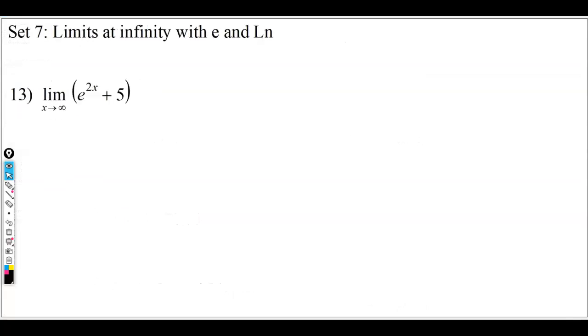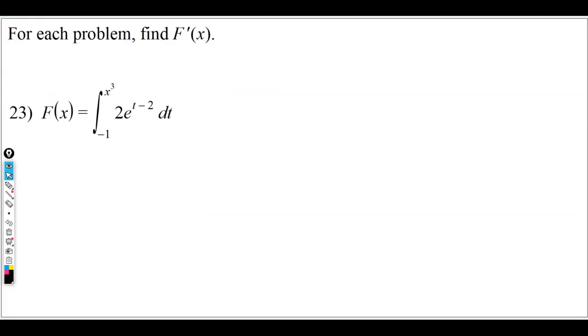Gotta jump way up high here. Passed all this stuff a while ago. Okay. Let's talk about this one. This is the second fundamental theorem of calculus.